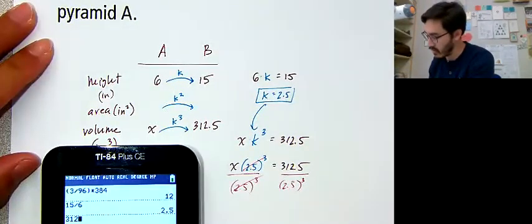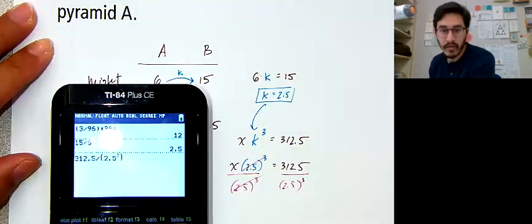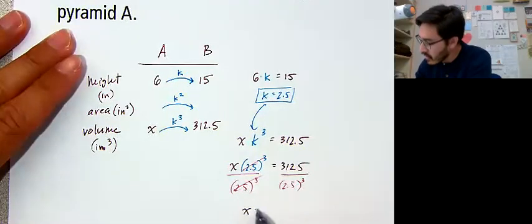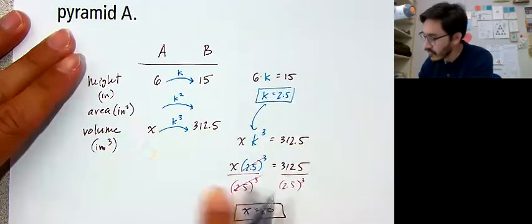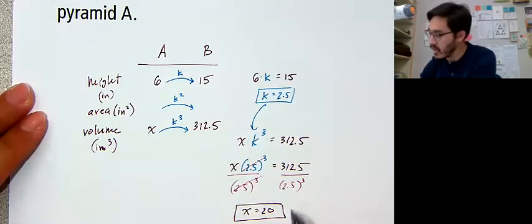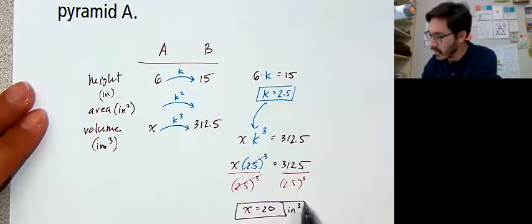So 312.5 divided by 2.5 to the third power. Here we go: 312.5 divided by 2.5 to the third power. So X is 20. X, which is the volume of pyramid A, is 20, and the units are inches cubed, since volume is a three-dimensional measurement.